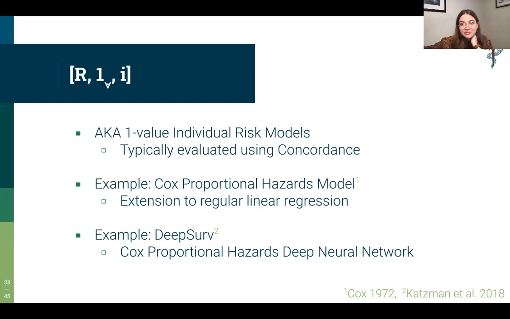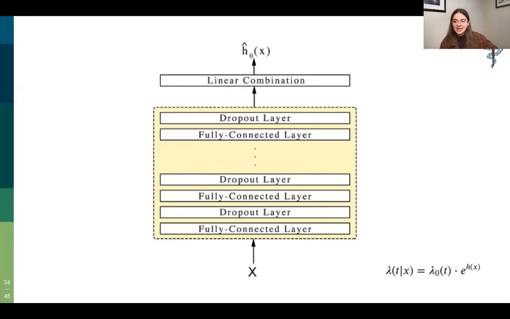An example, which is really common and used all over the place, is the Cox proportional hazards model. It is an extension to regular linear regression, and lots of work has been built upon this Cox PH model. For example, we have DeepSurv, which I imagine stands for deep survival. It is a Cox proportional hazards model that's souped up by a deep neural network, which allows for data pre-processing and augmentation with this huge number of layer weights.